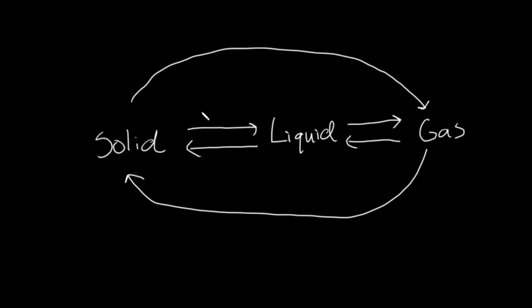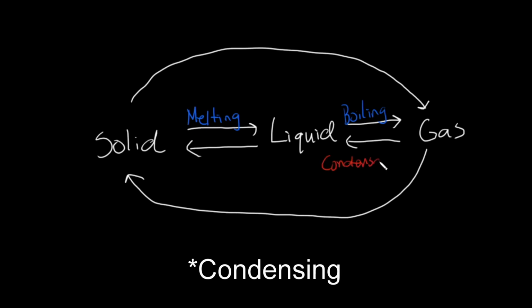We can now start looking at how matter changes state. So when a solid transitions to a liquid, the process is called melting. And when a liquid transitions to a gas, the process is called boiling. For the reverse processes, when a gas transitions to a liquid, it is called condensation, and when a liquid transitions to a solid it is called freezing.